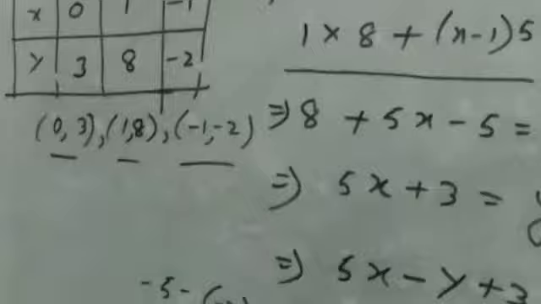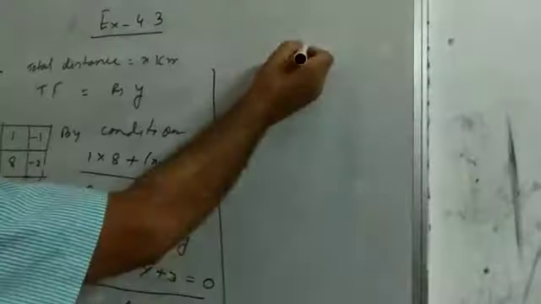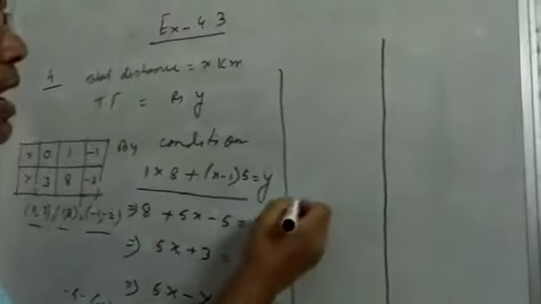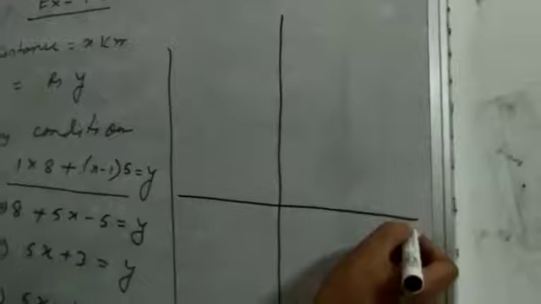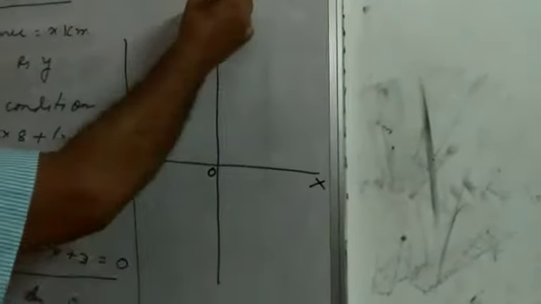Now we will plot, means we will draw the graph of this equation. So here we will draw x-axis and y-axis. Here the space left is very less, so I will just roughly show the graph. Here it is x-axis, x dash, and it is y dash.